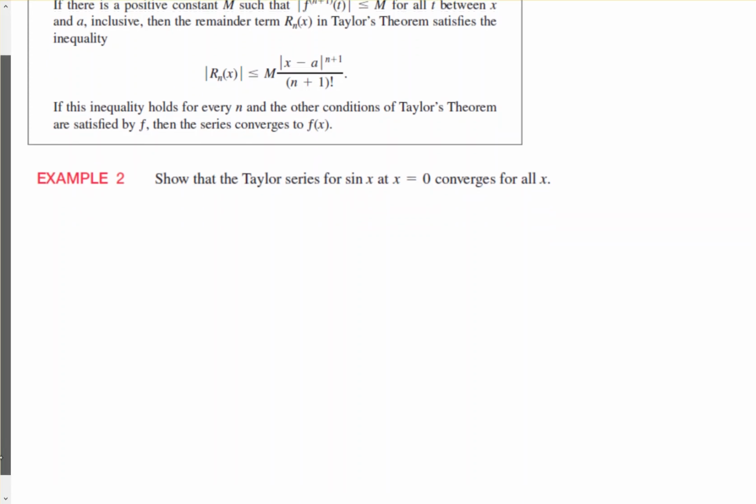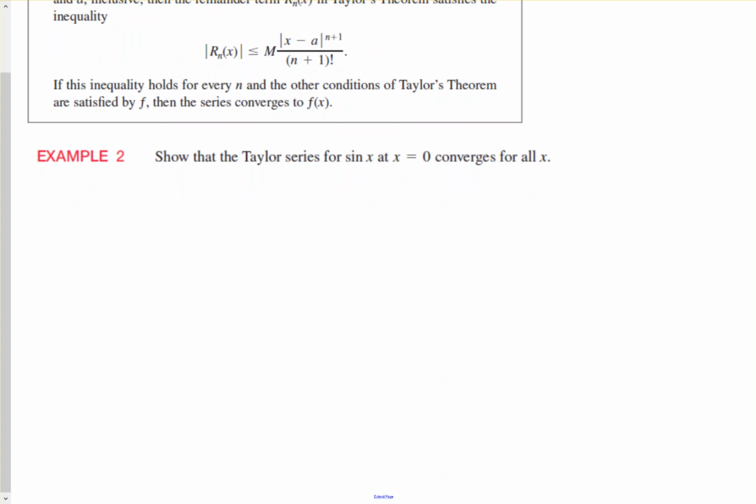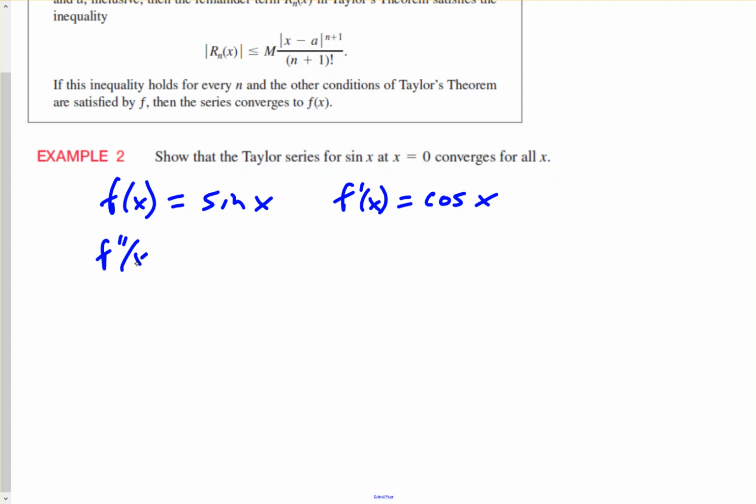So let's take a look at example 2, to show that the Taylor series for sine x at x equals 0 converges for all x. For sine of x, let's remember its derivatives. So f of x is sine of x. F prime of x is cosine of x. The second derivative of f of x is negative sine x.